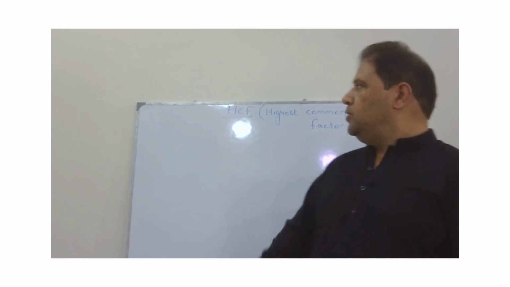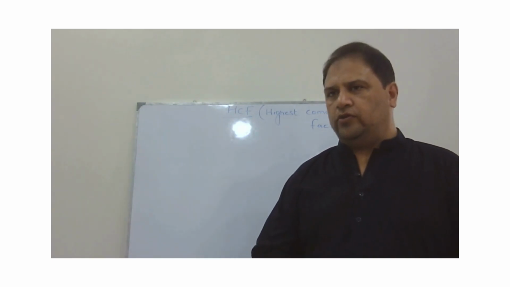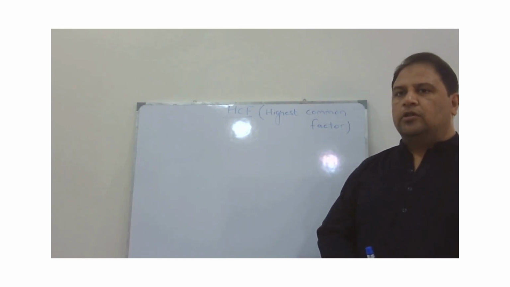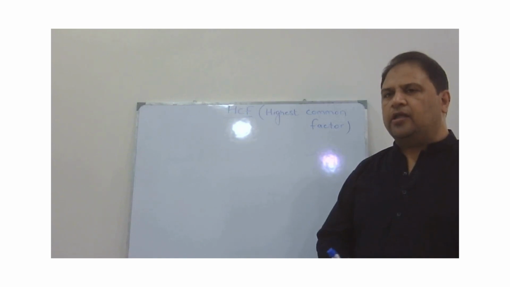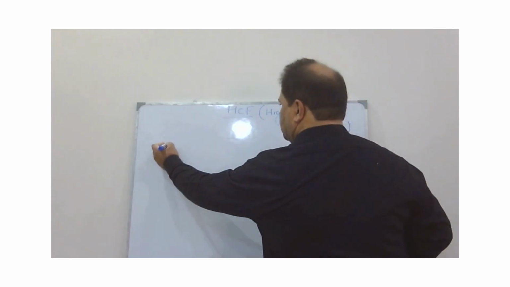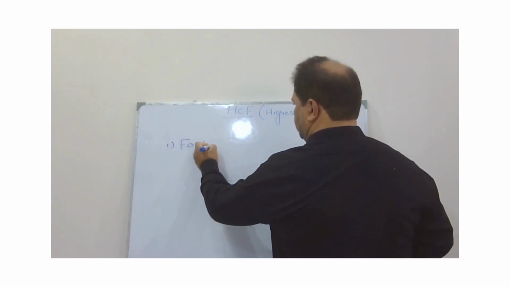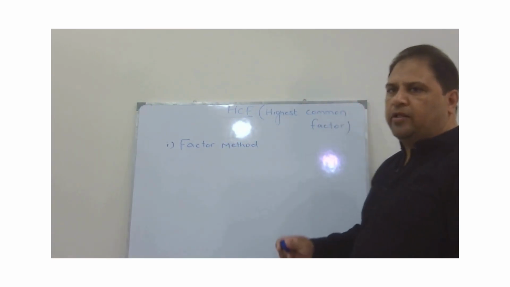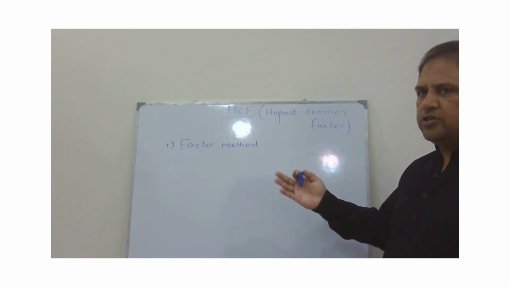Okay, so HCF, highest common factor. There are several methods through which we can find the HCF, but we are going to discuss three different methods which are commonly required in the middles and even in pre-O levels as well. The three different methods are: the first method is factor method. In this method we find the factors of the numbers and then we find the common factor. We will discuss it later on.